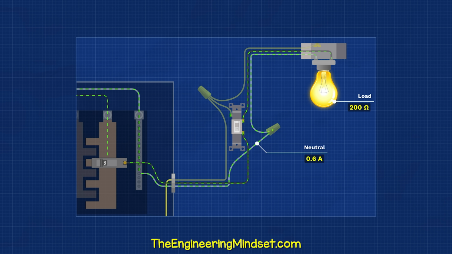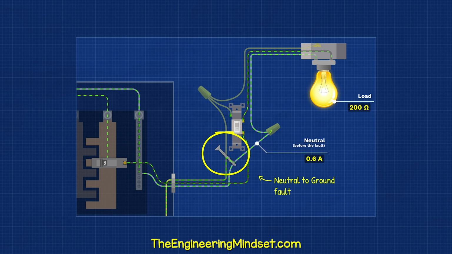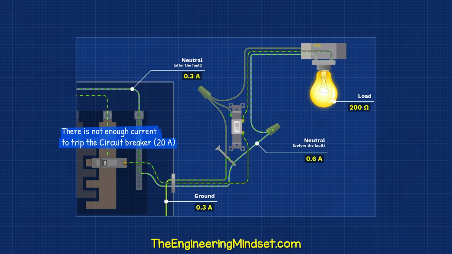Additionally, if the neutral wire was damaged and it came into contact with a grounded surface or a ground wire, current can flow along the ground wire back to the panel, but this will not trip the breaker because the load is providing resistance. So the current won't exceed the limit of the breaker and it will continue as normal.